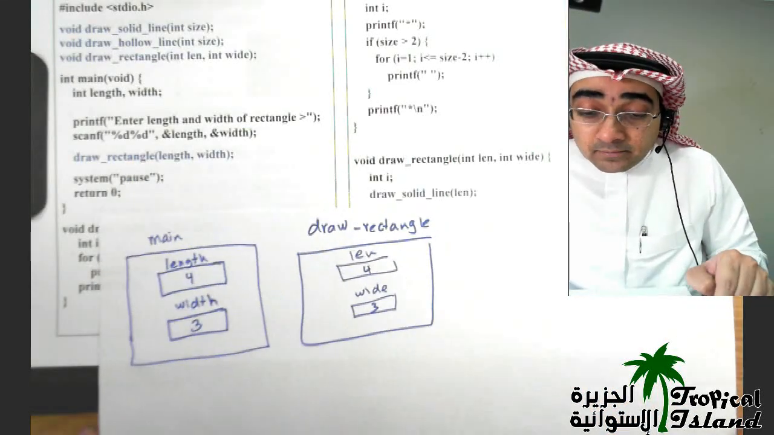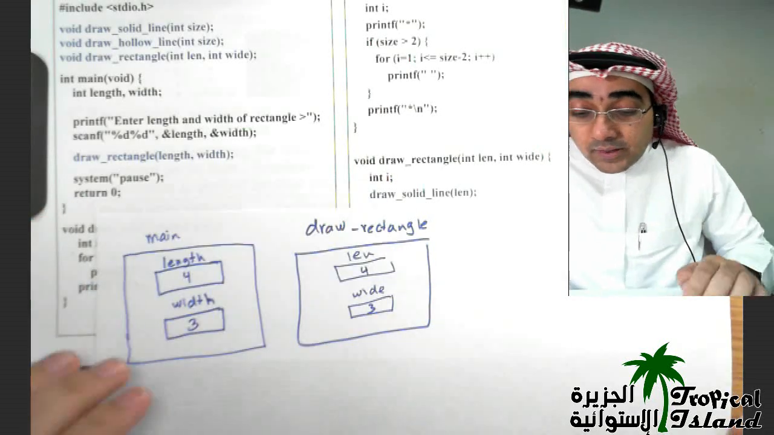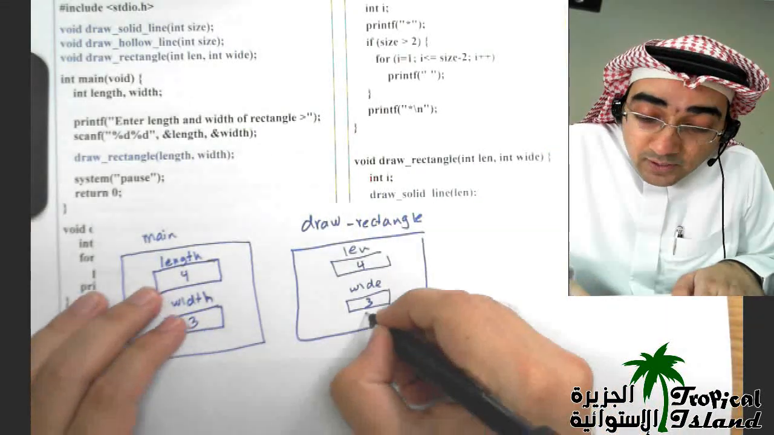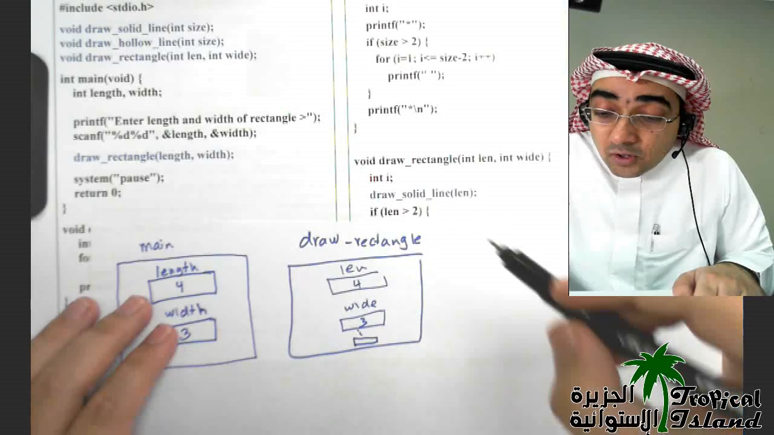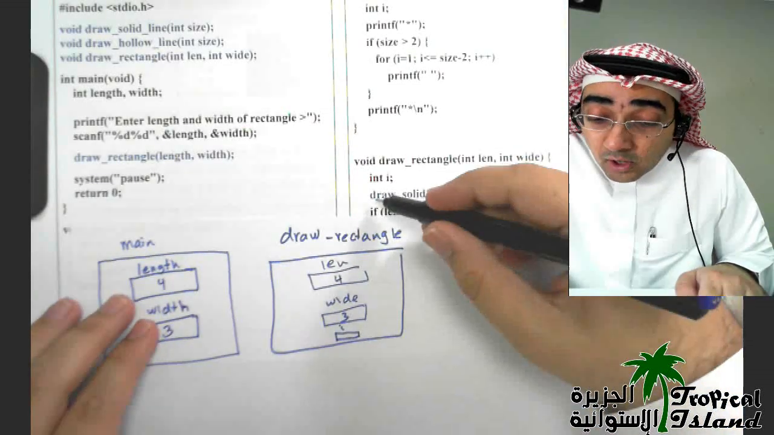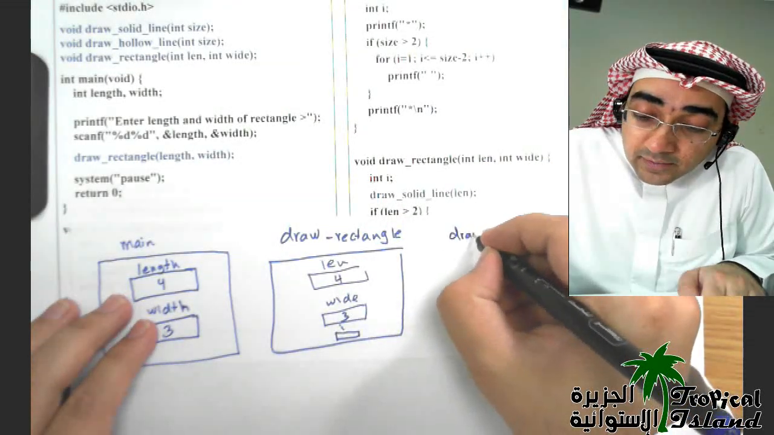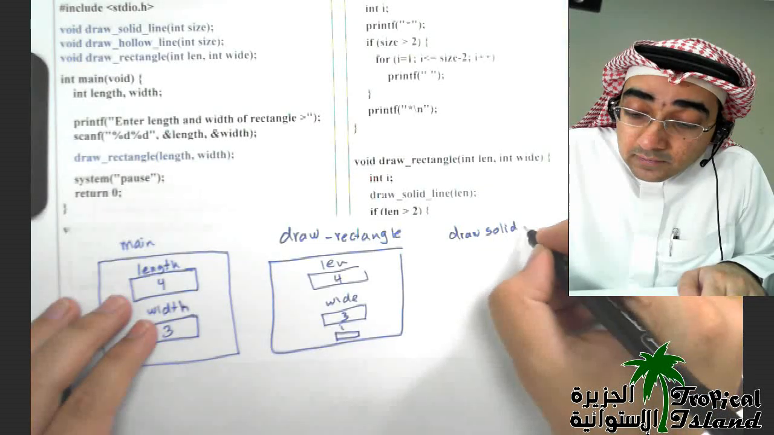Okay, clear? And then going on, we will continue with our draw rectangle. Over here I have an I, so I'm going to declare an I as a variable. And then I call a function called draw solid line. When I call draw solid line, I am going to have another memory allocated for me, draw solid line.